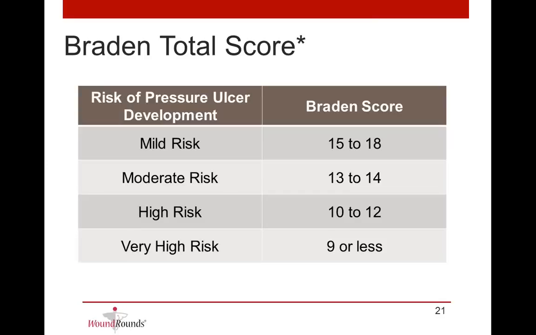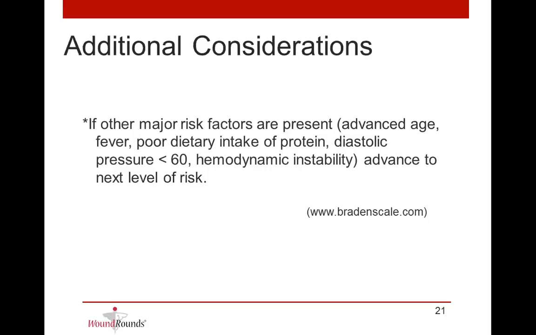One thing to also keep in mind here is if other major risk factors are present, and you may be asking yourself, what type of risk factors is she talking about? Advanced age, fever, poor dietary intake of protein, diastolic blood pressure less than 60, hemodynamic instability, the resident or patient should be advanced to the next level of risk. And that shows you that information as well, and that is available on Barbara Braden's website as well.